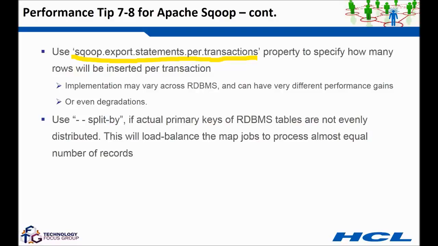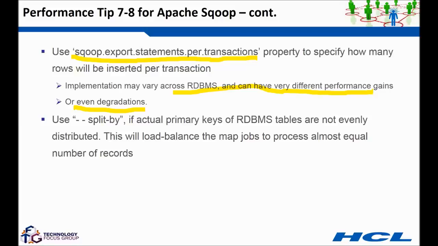So the implementation may vary across RDBMSs, and depending upon how different RDBMSs implement this, you can have different performance gains or even degradation. So you have to be very careful while coming up with the proper number for this property. You may have to do certain testing before you finalize the number.